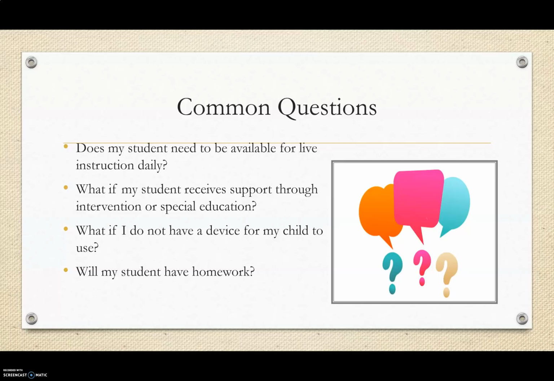If you do not have a device, your school will be checking them out to students who need them. You should have received some form of communication regarding device checkout. If you have not, please contact your school for the details.